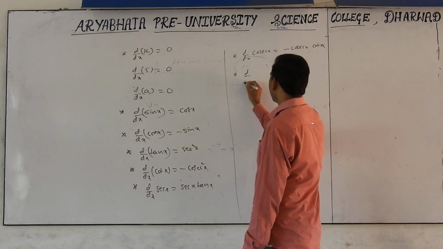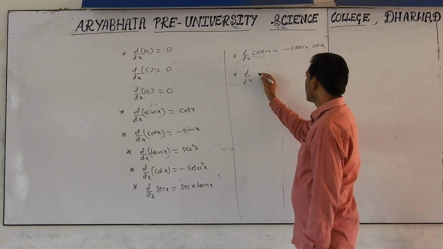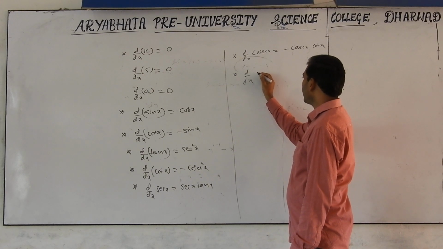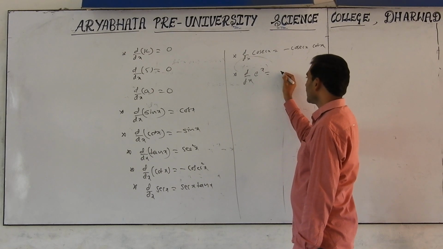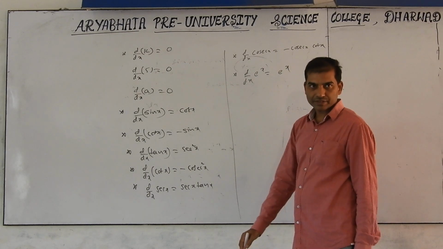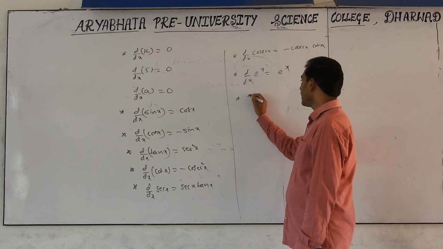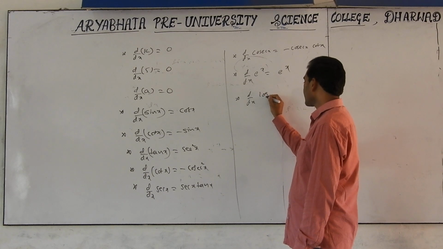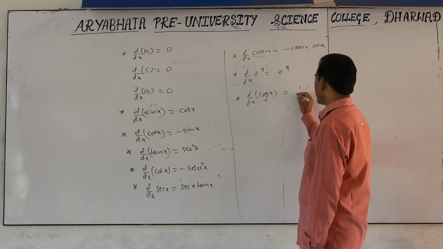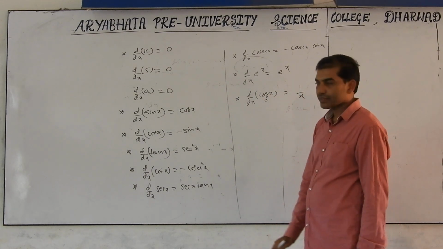d by dx of e raised to x is equal to e raised to x. d by dx of log x base e is equal to 1 by x.